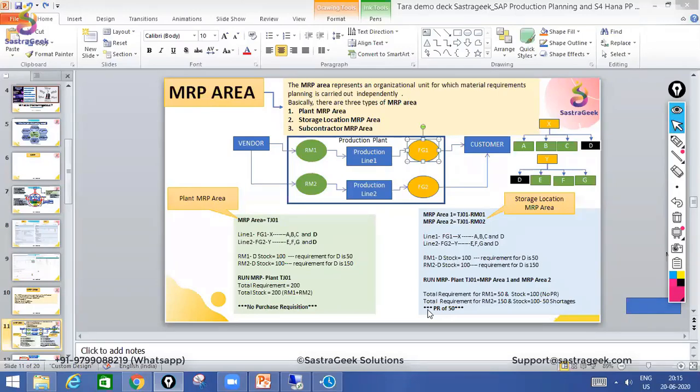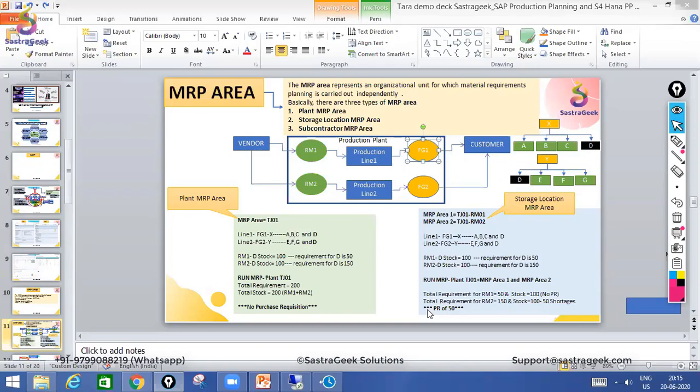Now let's talk about the storage location MRP area. If I create two MRP areas, one for raw material storage location 1 and one for raw material storage location 2, my MRP area name could be like plant name dash raw material. So my plant name TJ01 dash RM01 is my first MRP area, and I'll create a second MRP area, let's say T01 dash RM02. Then I'll extend these MRP areas to my material master.